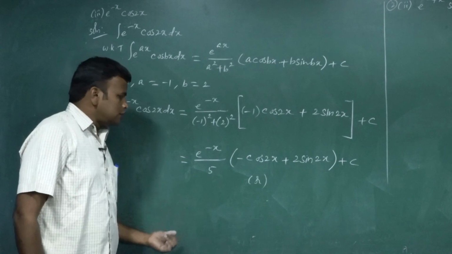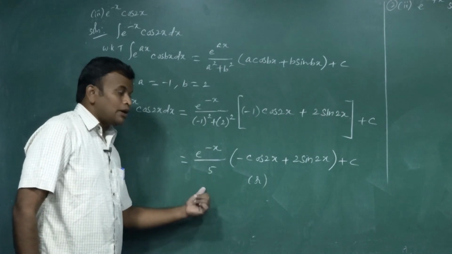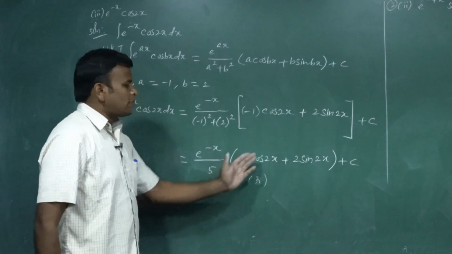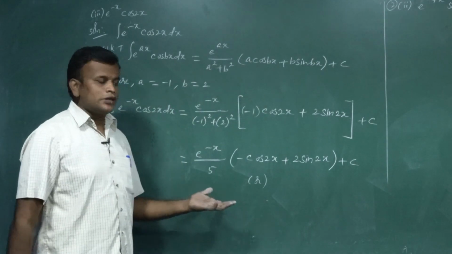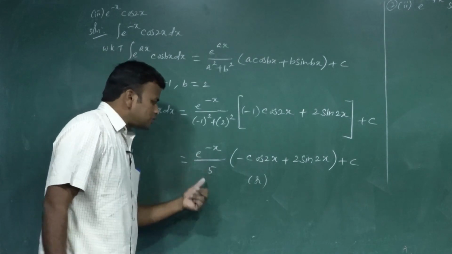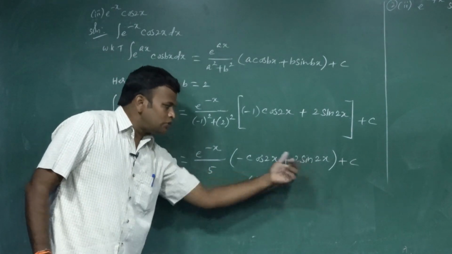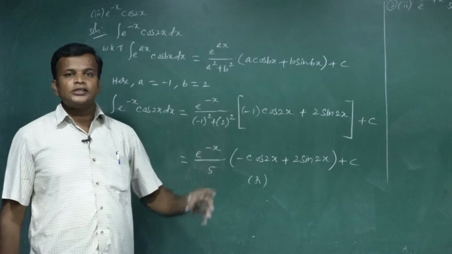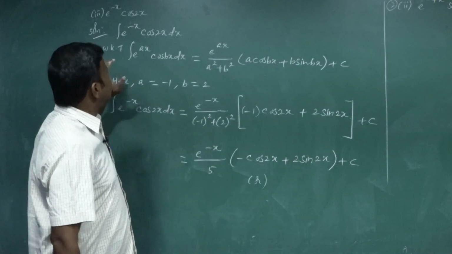Okay. We write e power minus x divided by 5 of 2 sin 2x minus cos 2x also. Is our choice. We write either the positive or we leave as it is. Or e power minus x by 5 of 2 sin 2x minus cos 2x plus c also. So this answer is 4.